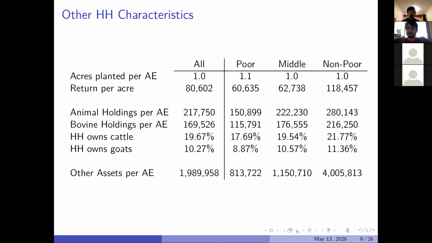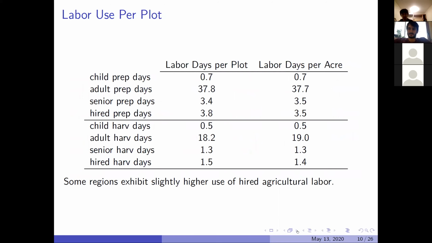So this is just some descriptive statistics to give you a sense of what the households are like in Tanzania. Okay. Then here we see, coming to the meat a little bit of the descriptive statistics, this is the labor use per plot.